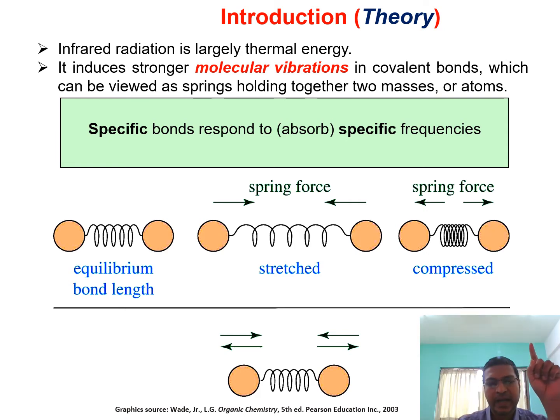Let's compare with a diatomic molecule here. The diatomic molecule can be compressed or stretched. So what changes in that? Stretching and compression change the energy, and at the same time they change the dipole moment. That is the main factor we look at in infrared spectroscopy: the change of the dipole moment during the stretching and compression of the spring, or diatomic molecule.